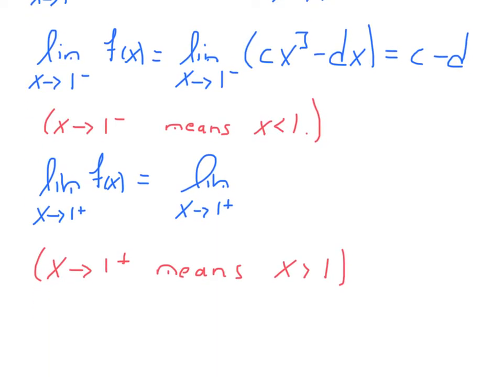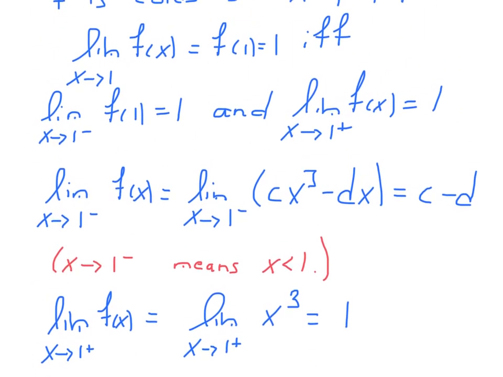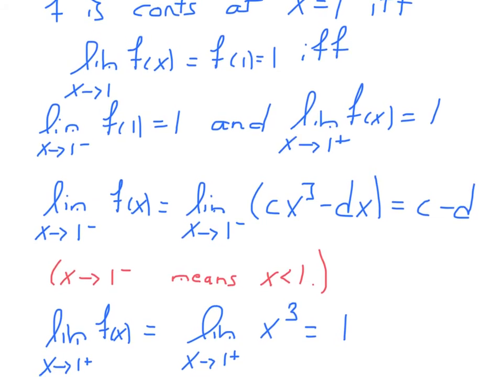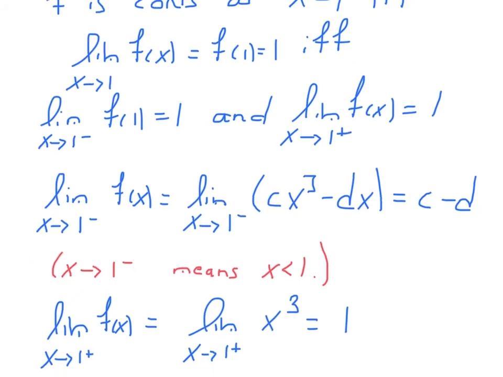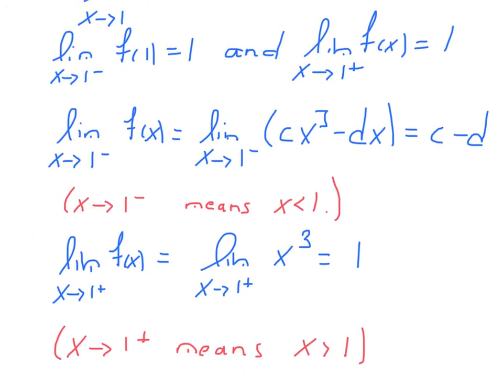Okay, so this is equal to the limit as x tends to 1 from the right of x cubed. To calculate this, we can just replace x by 1. We get 1 cubed, which is 1. And if we look, what did we want? For f to be continuous at 1, we wanted this right-hand limit to be 1. And in fact, that's what we've got. So we get this for free. So let's just put a big check mark here.